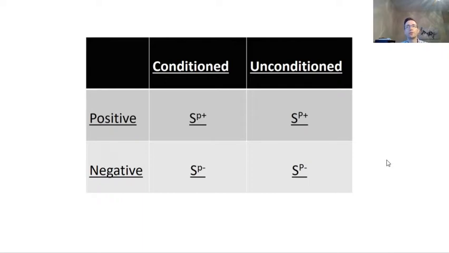Unconditioned reinforcement will be an S with a capital R. It's capital R because of the upside down U. That's unconditioned. So unconditioned punishment must be capital P. Okay, that's the way to think about it. So positive unconditioned punishment is an S with a superscript capital P with a plus, and unconditioned negative punishment is S with a capital P and the superscript with a minus.